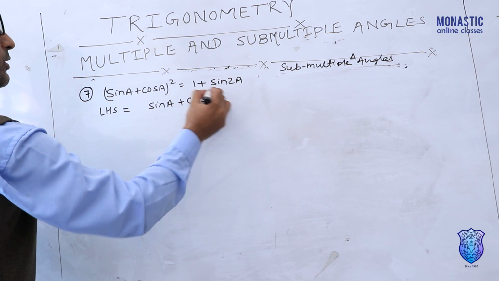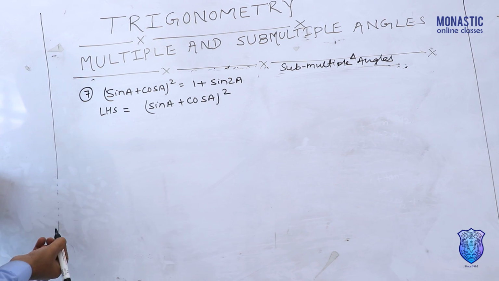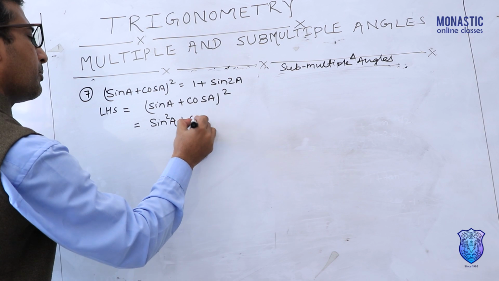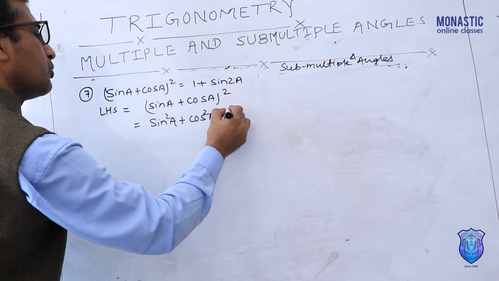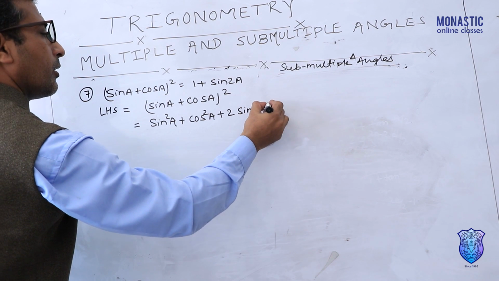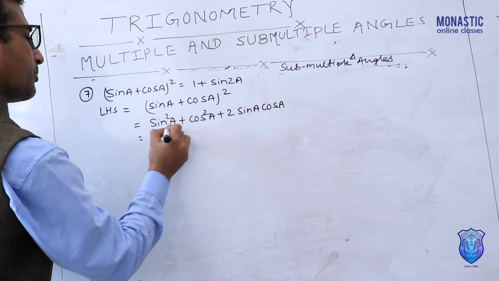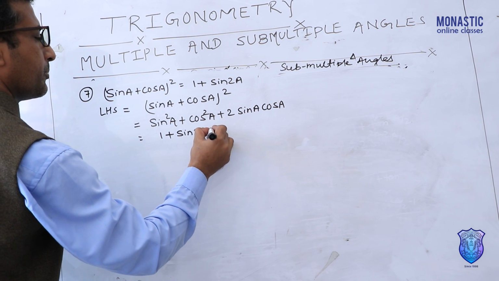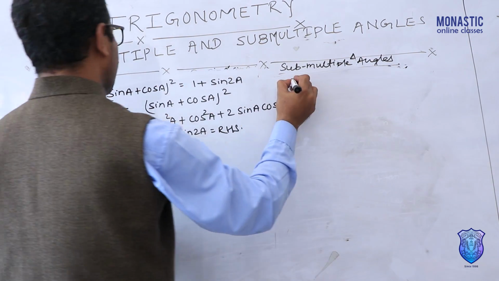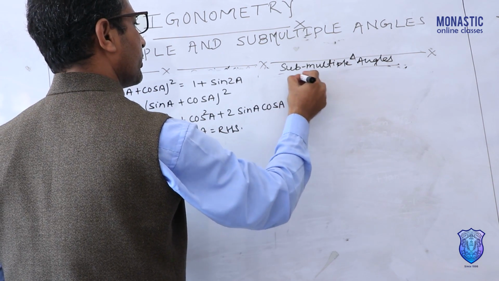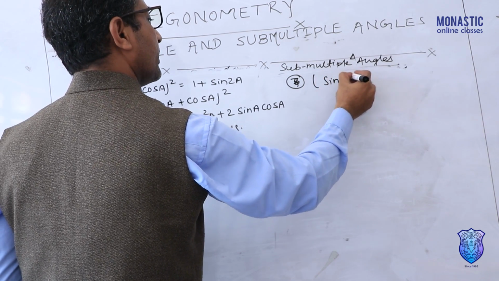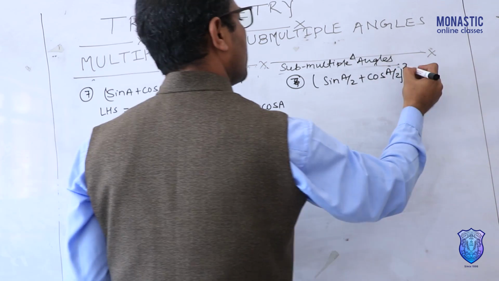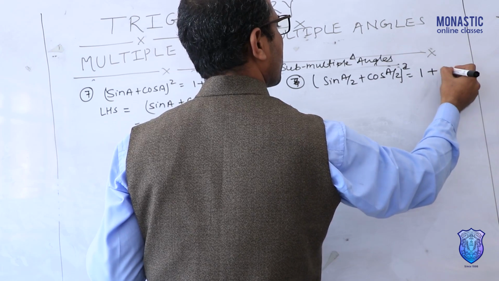Sine A plus cos A whole square. That's the formula of (A plus B) whole square. We will prefer to write A square plus B square plus 2AB. You know that sine square A plus cos square A is 1 and 2 sine A cos A is sine 2A. And its submultiple formula will be: sine of A by 2 plus cos of A by 2 whole square is 1 plus sine A.